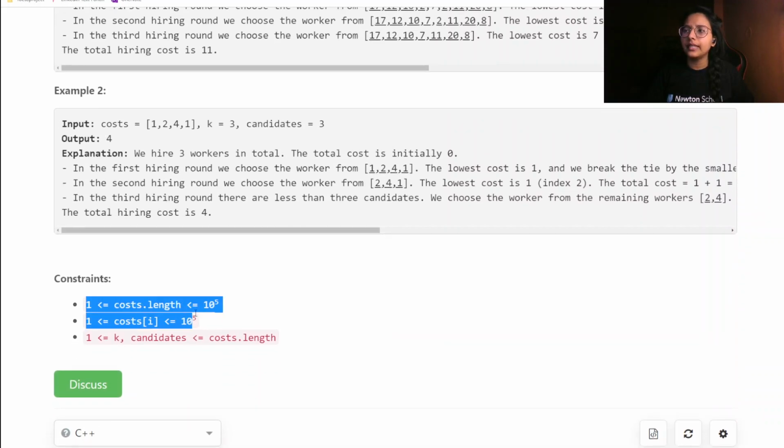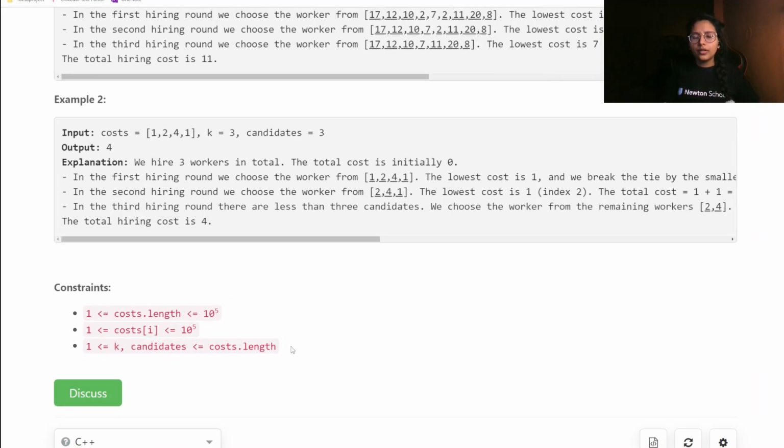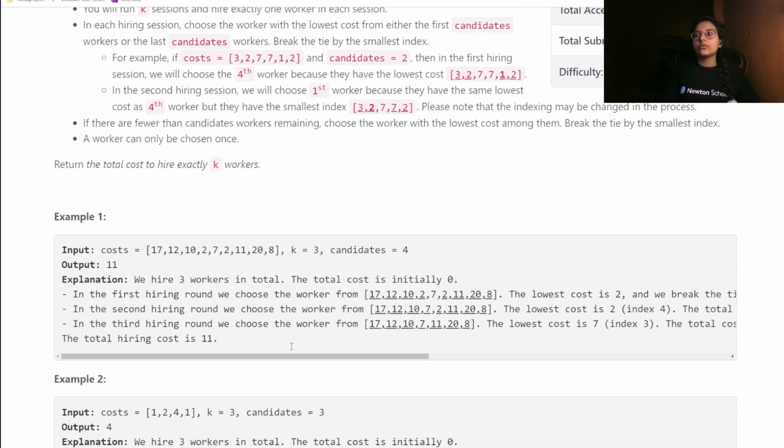And here we can see the constraints are like 10 to the power of 5. So if we go ahead with some n square solution, then it would give us TLE, but an n log n solution would work fine here. And each element can go up to 10 to the power of 5. And the candidates would be lesser than our cost length. So that's for sure, because if candidates is greater than our cost length, then how will we be choosing candidates when we do not have the availability of that many candidates, right? So that's why the constraints are given to us this way, and thus we are not required to handle the edge case where candidates is greater than cost length. So this was the thing.